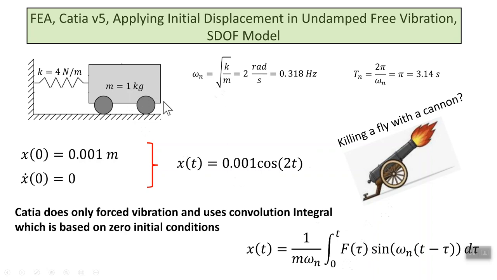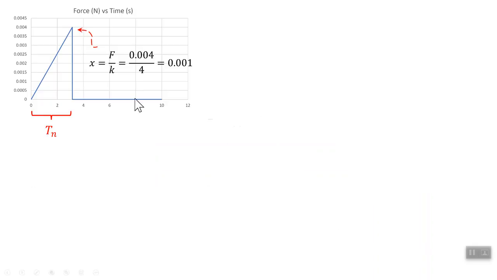The thing is that this is a free vibration problem. There is no force acting. So what we're going to do is trick it so that we apply a load, a force, which moves this thing to 0.001 slowly enough, and then once it reaches that position, we're going to release it so F drops to 0, and this is how Catia is tricked to do a free vibration problem. So I'm going to do that.